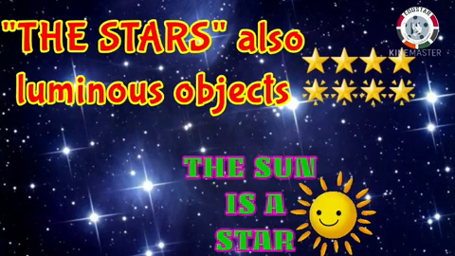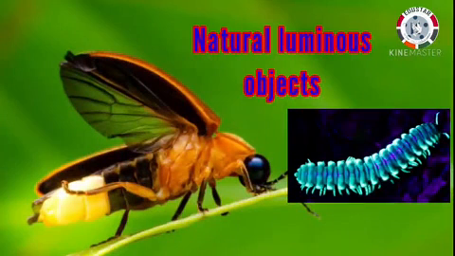The twinkling stars that we see in the night sky are also luminous objects. The sun is also a star. Some animals such as fireflies and glowworms emit light. These are the natural luminous objects.